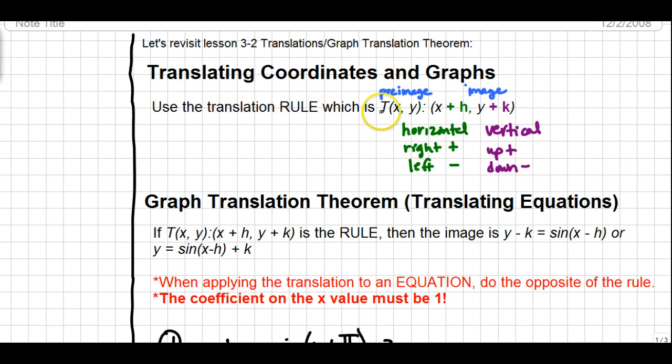When you do a translation rule, you use capital T for translation. The preimage is listed next to the capital T, and then with a colon or an equal sign, it tells you how you're going to translate or slide the graph.